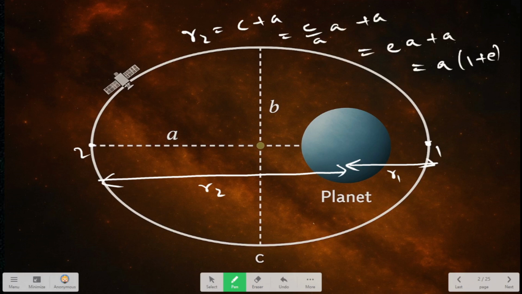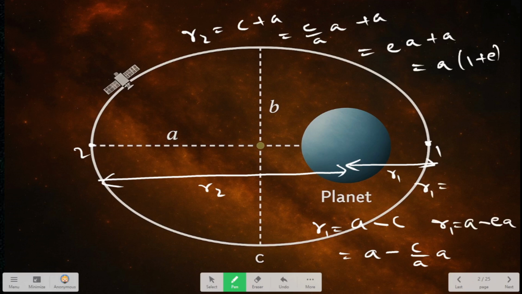Similarly, you can write R1 is equal to A minus C, which is A minus C by A into A. So this implies R1 is equal to A minus EA. So R1 is equal to A into 1 minus E.